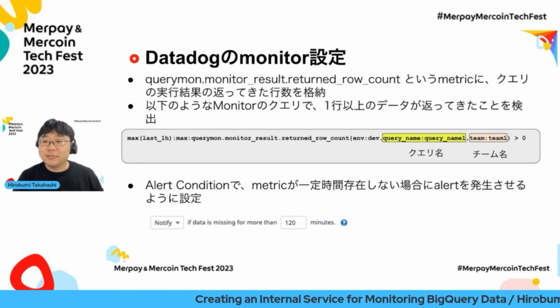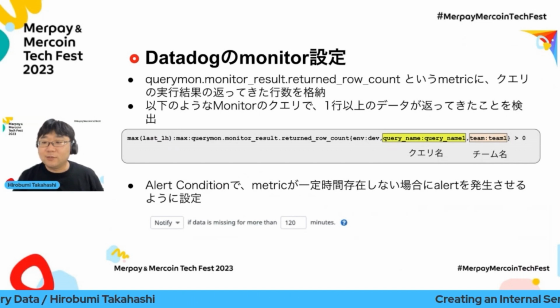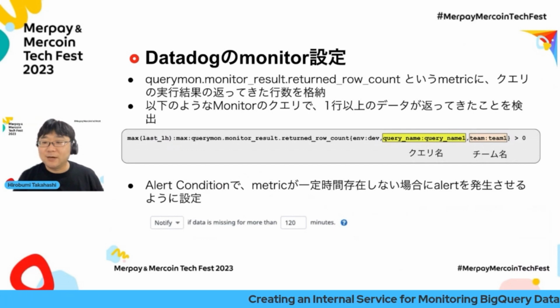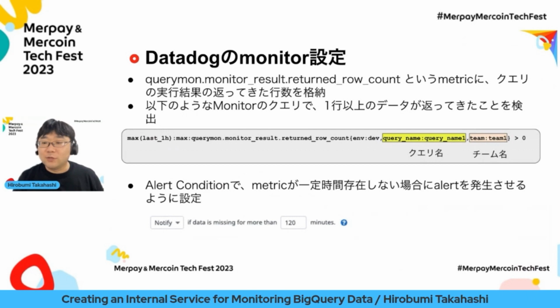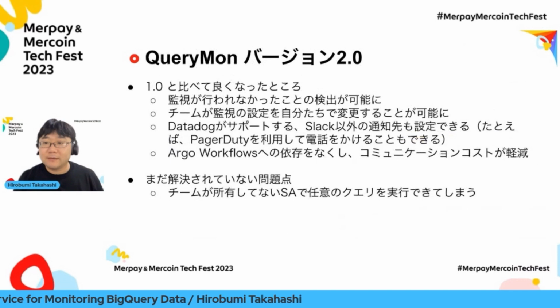In order to detect when the query execution has failed, we have separate metrics, and set that on the monitor. If the metric that is subject to this monitor doesn't exist for a certain period of time, an alert is issued so that we are able to detect that the monitoring is not working.